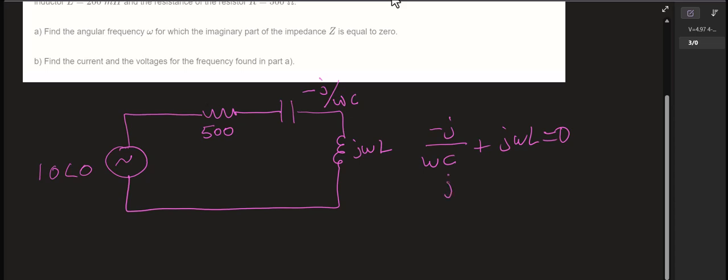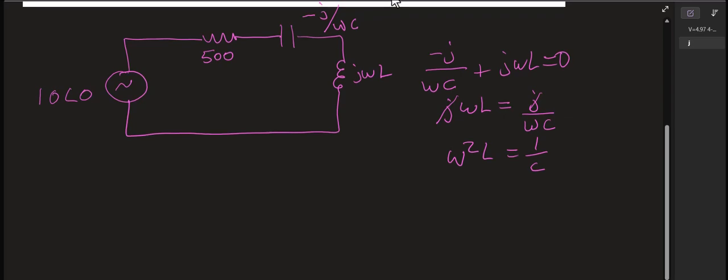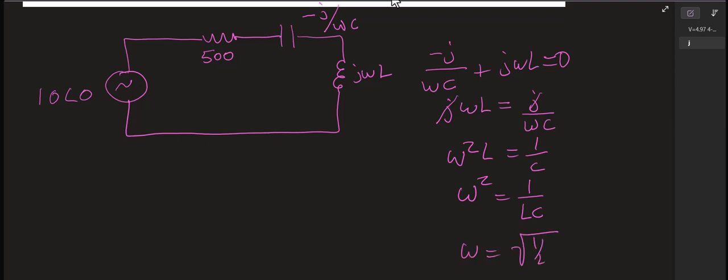So that means J omega L has to equal J over omega C. I can cancel out the J's and multiply both sides by omega, and I get omega squared L equals 1 over C. Divide both sides by L, omega squared equals 1 over LC, and omega equals the square root of 1 over LC. Does that look familiar? Yes.